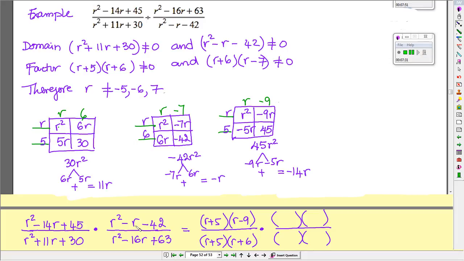Let's move on to the next fraction. So we have r squared minus r minus 42, which we only have this. So we have the factors r plus 6 times r minus 7. Now let's move on to the denominator.